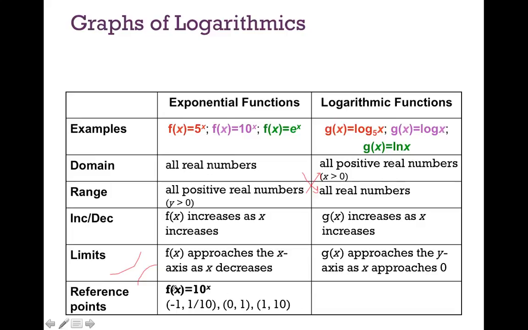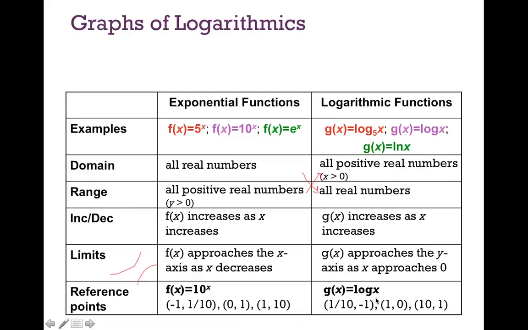So if I have a function like 10 to the x, I know when I put -1 in for x, I'll get 1/10. When I put 0 in for x, I'll get 1. And when I put 1 in for x, I'll get 10. If I take the inverse function of that and take the log of x, then each of these ordered pairs simply gets flipped around to give me ordered pairs for my log function.